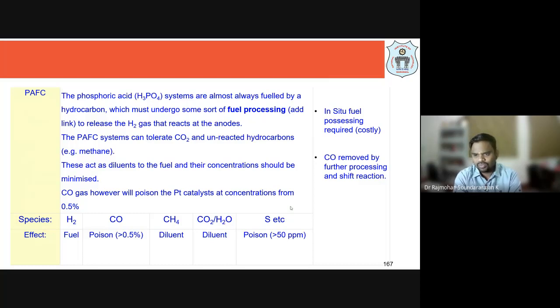And if you look at the flip side, we have seen that CO should be removed during the processing, because if you allow the CO to enter into the fuel cell, that will poison the platinum catalyst and deactivate them. Okay, so that is the concern associated with using hydrocarbons.